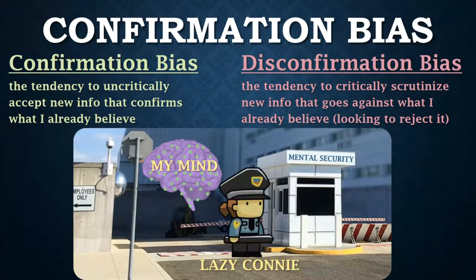And I have a mental security guard who I'm going to refer to as Lazy Connie, who is looking at any new belief to figure out whether she's okay with letting that new belief into my mind or whether she wants to stop that belief from getting into my mind. I refer to her as Lazy Connie because Connie in this context is short for confirmation bias. So here's how Lazy Connie, our confirmation bias system, works.